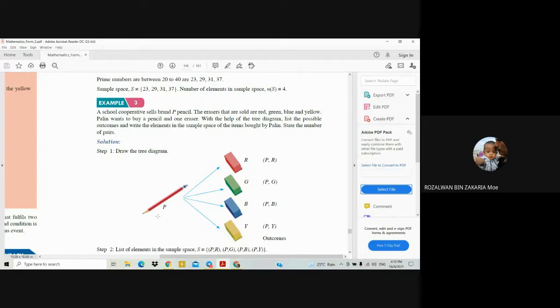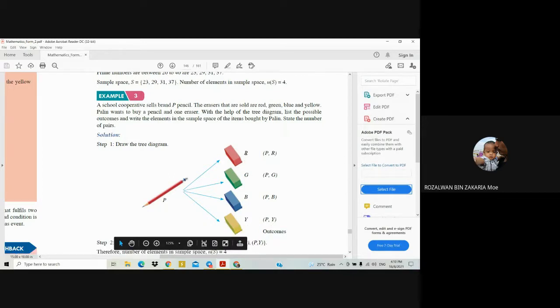Then after that, the school operatives also sell 3 colors of eraser, which are red, green, blue, and yellow. So you have to write like this: red, green, blue, and yellow. And don't forget to draw the arrow like this. Okay, for the tree diagram, starting from the pencil P to the red eraser, and also to the green eraser, and also to the blue eraser, and also to the yellow eraser, and the outcome here.